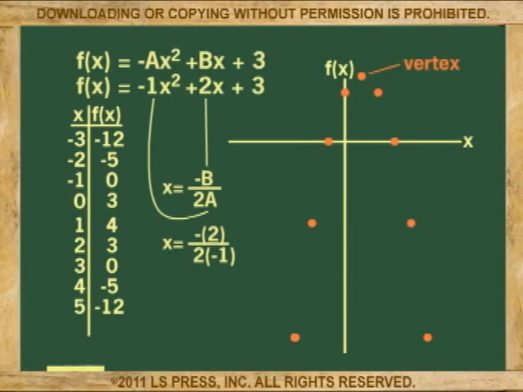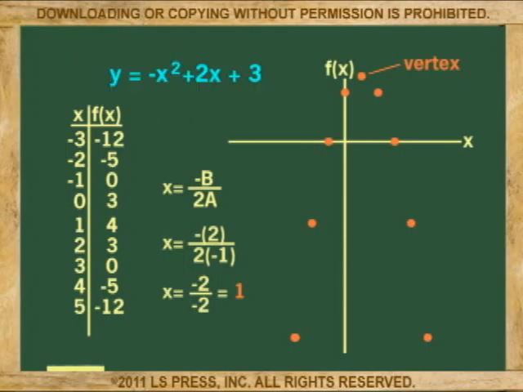In this case, b equals 2 and a equals negative 1. The x value for the vertex is negative 2 over negative 2, or positive 1. We now solve the original equation to find the value of y when x equals 1. But we see that the table already has it at 4. So the vertex of the parabola is at 1, 4. We now plot the equation.